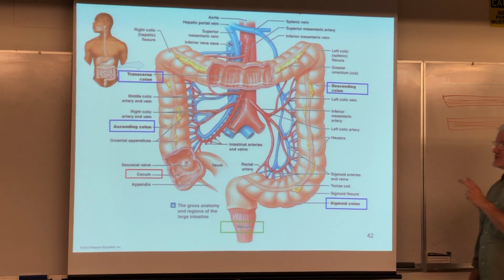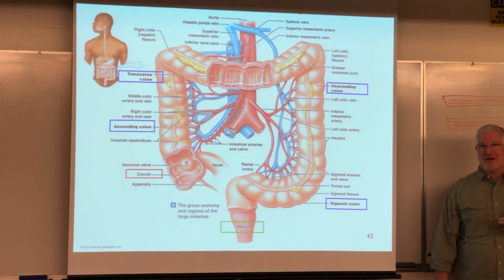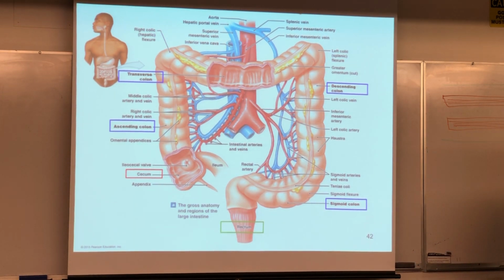Now, what are the two major layers, or the two only layers of the muscularis externa? And which way do the circulars go? They go circularly around. And which way do the longitudinals go? They go lengthwise, right? Except for here. The circulars are normal. That's nice.